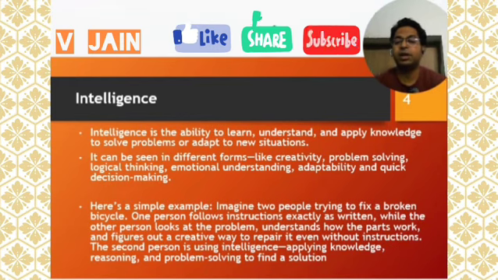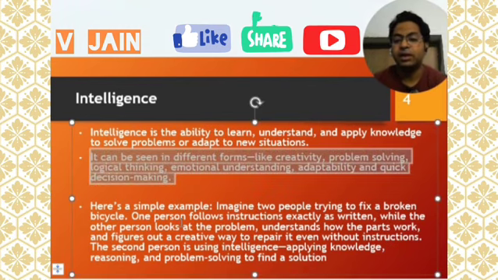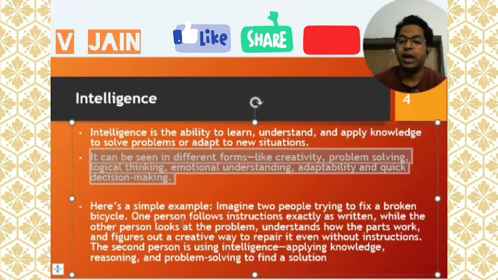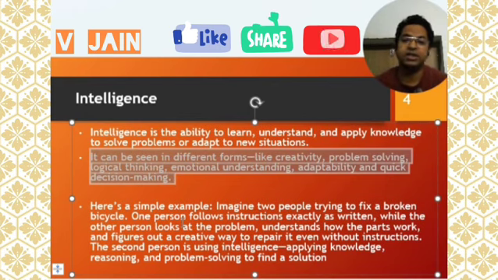Intelligence is the ability to learn, understand, and apply knowledge to solve problems and adapt to new situations. Intelligence means using what you know to solve problems and adjust when things change. It can be seen in different forms like creativity, problem solving, logical thinking, emotional understanding, adaptability, and quick decision making. So it isn't just about facts. It includes being creative, solving problems, thinking logically, understanding emotions, adapting, and making fast decisions.